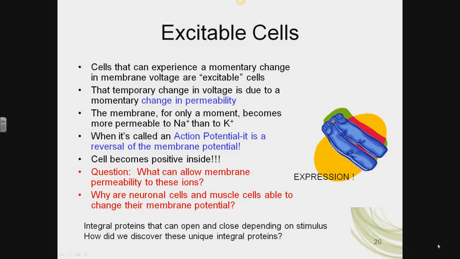And the channels, like my streetlight analogy, they're gated. That's what we mean, gated. They can open and close, just like a gate opens and closes. So we need channels with gates, and these excitable cells express these kinds of gated channels.